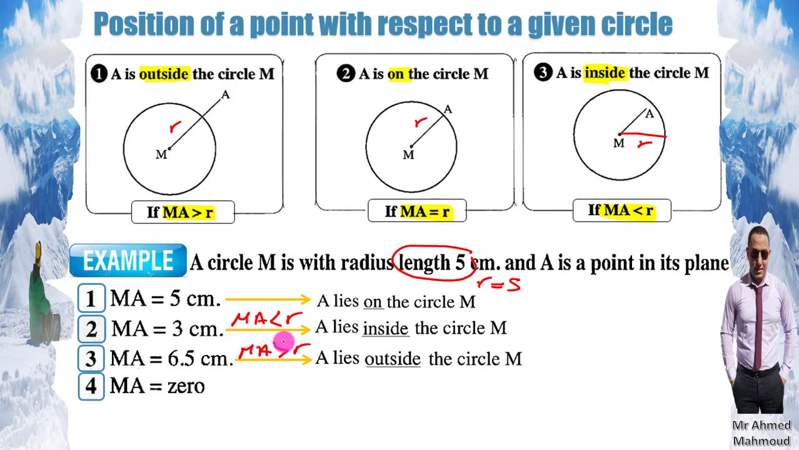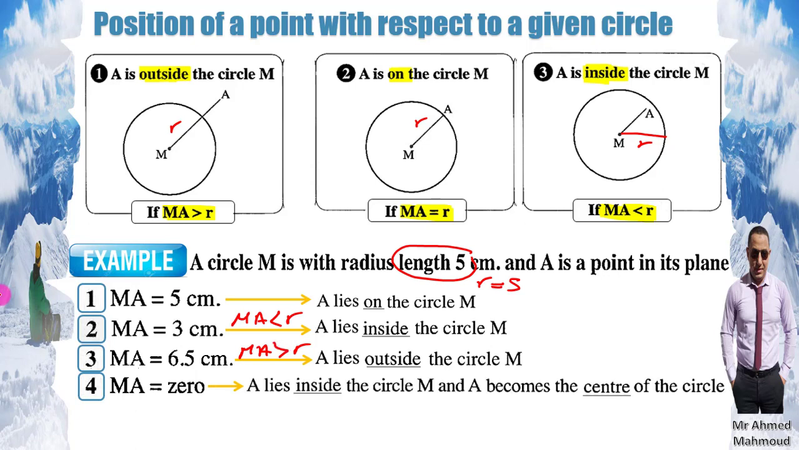And finally, if MA equals 0, 0 is smaller than r, so A is inside the circle, and in that case A lies at the center of the circle. As we see, A lies inside the circle and A becomes the center of the circle. Okay, we see that it's very easy.